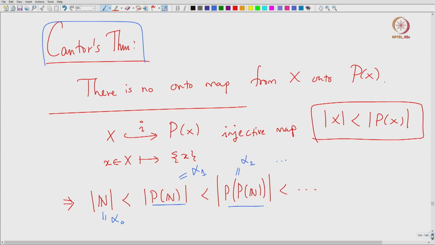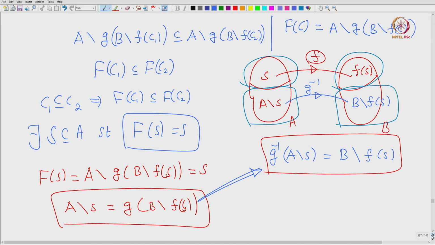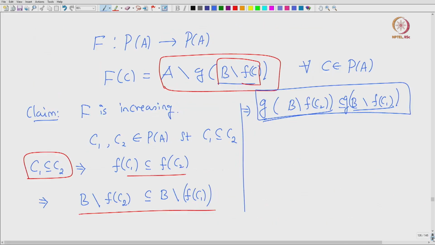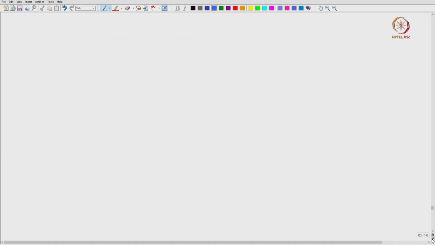Now you can go back to Schroder-Bernstein's theorem, which tells us that if you have an injective map from A to B and an injective map from B to A, then the cardinality of A is the same as the cardinality of B. As an immediate corollary, let us say I have an injective map f from A to A, where A is a set.